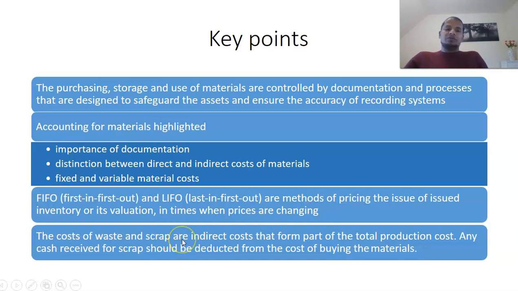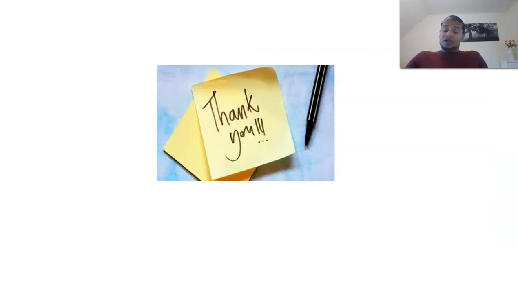And we also saw if there is any wastage of materials or any defects in the production process, how it is accounted for in the books of accounts and how it impacts our books of accounts.